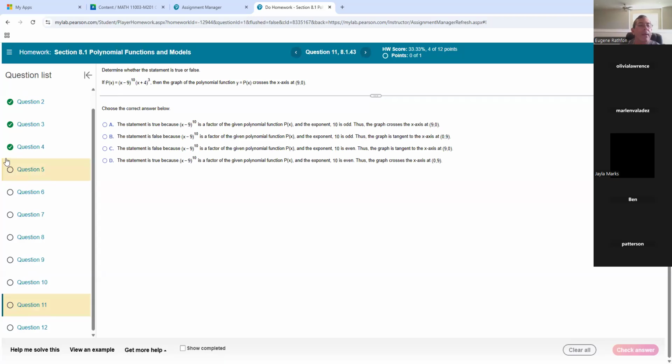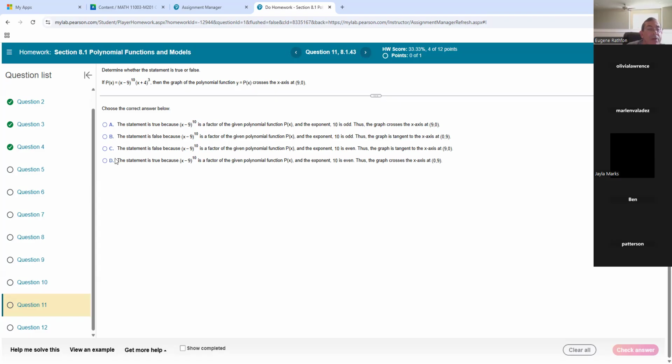All right, y'all, so here we go. It says if P of X equals (X minus 9) to the 10th times (X plus 4) to the 3rd, then the graph of the polynomial Y equals P of X crosses the X-axis at (9, 0). So you have to figure out which factor would give you a 0 at 9. And that'd be the first one, the X minus 9. It's got an even multiplicity. So since it's an even multiplicity, technically, it's just going to come down and be tangent to the x-axis. So that is false, saying it crosses.